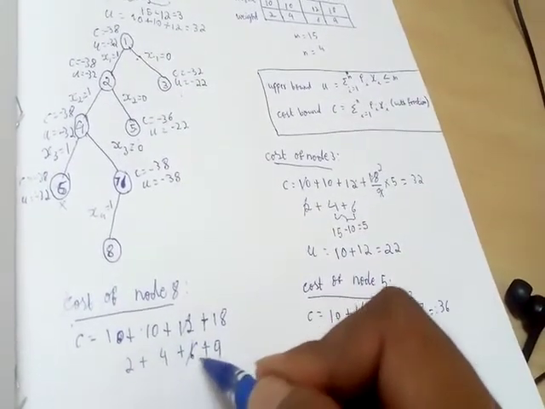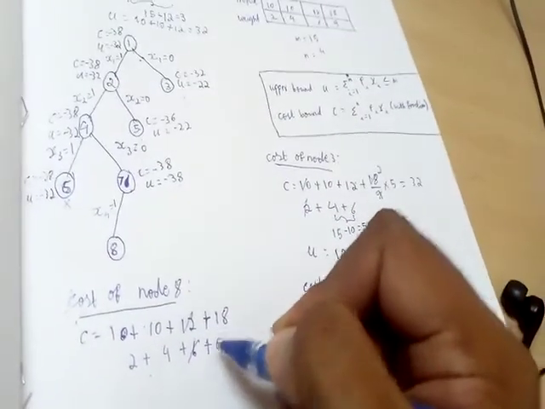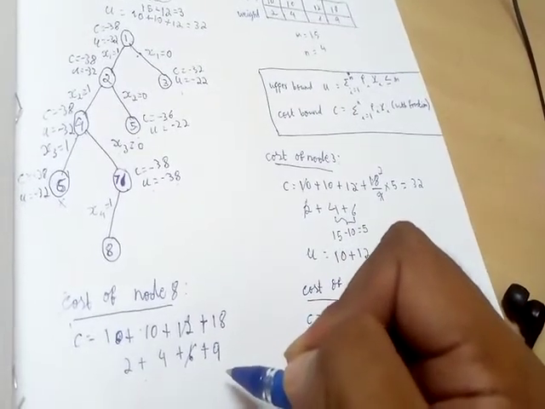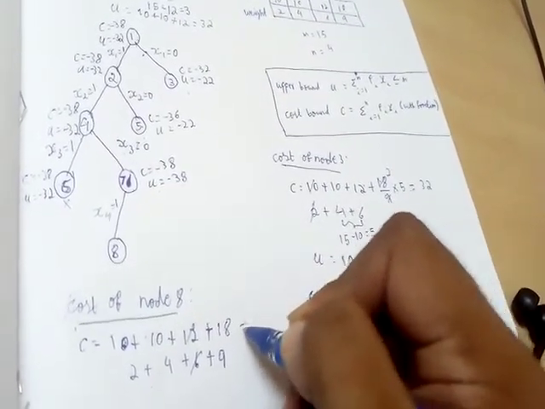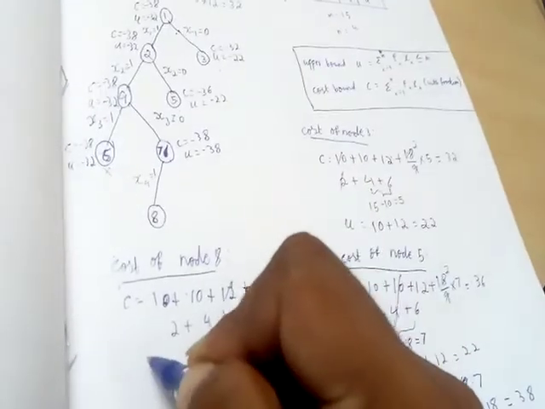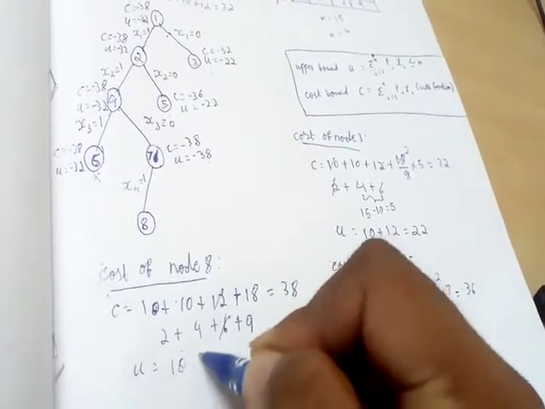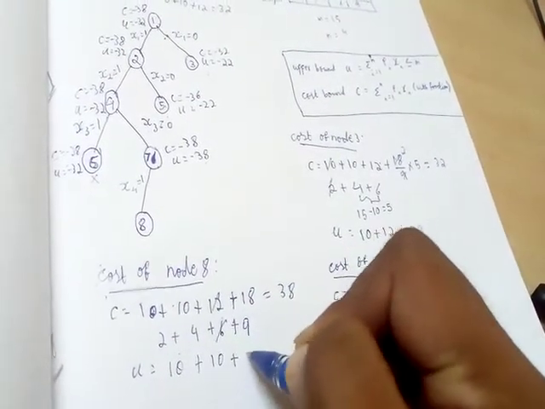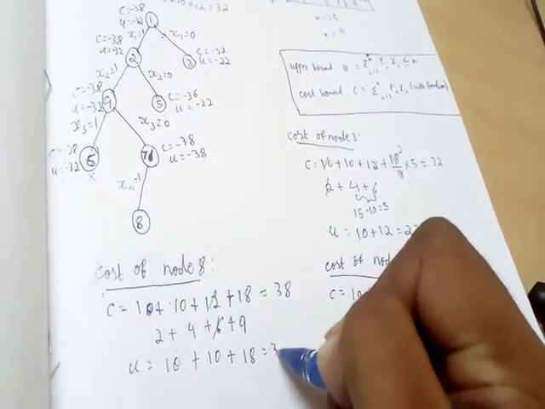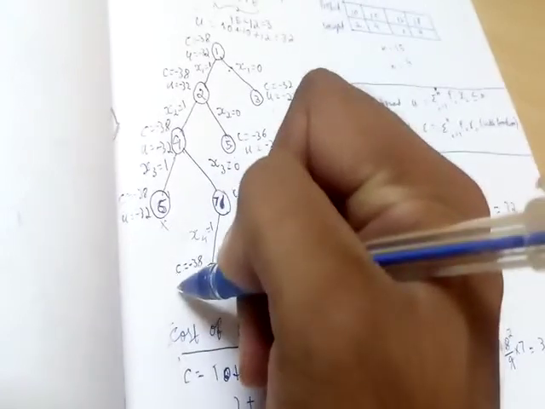If you see, the total weight is 4 plus 2, 6, 6 plus 9, 15, so it matches the maximum capacity of the knapsack. The cost will be 10 plus 10, 20, 20 plus 18, 38. The upper bound value will also be 10 plus 10 plus 18, which is 38. So the cost will be minus 38 and the upper bound value will also be minus 38.